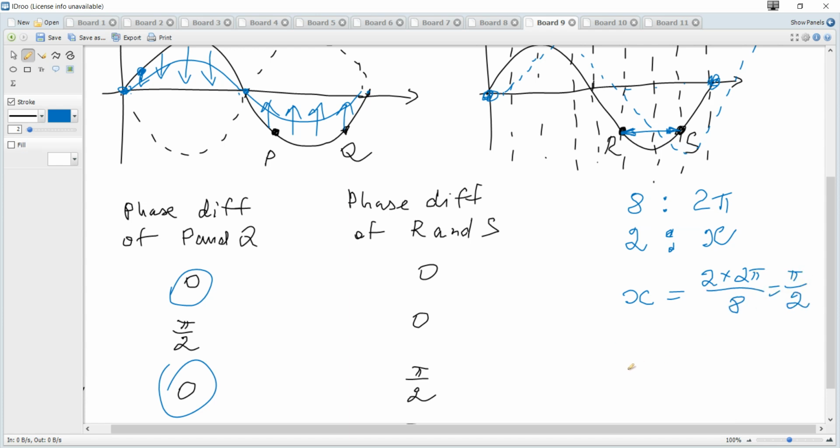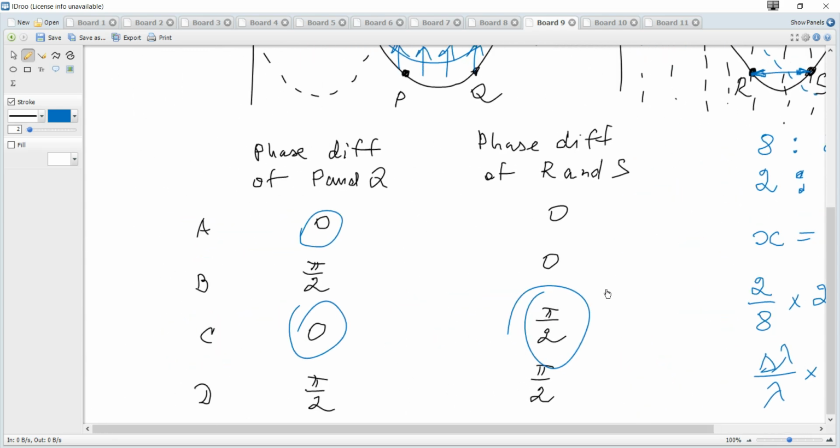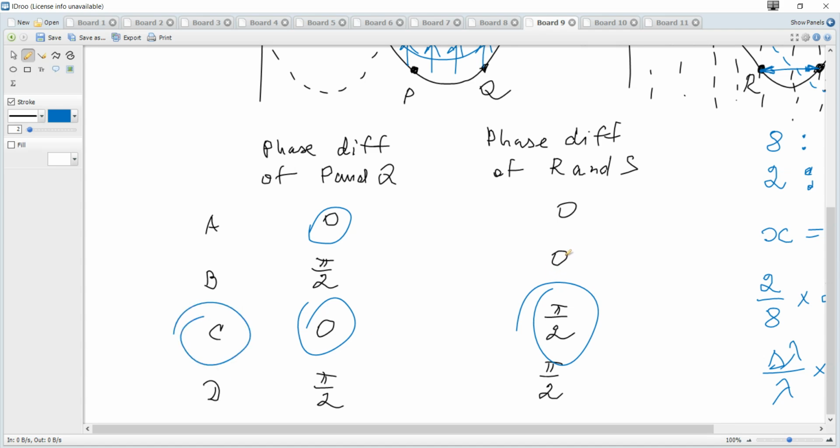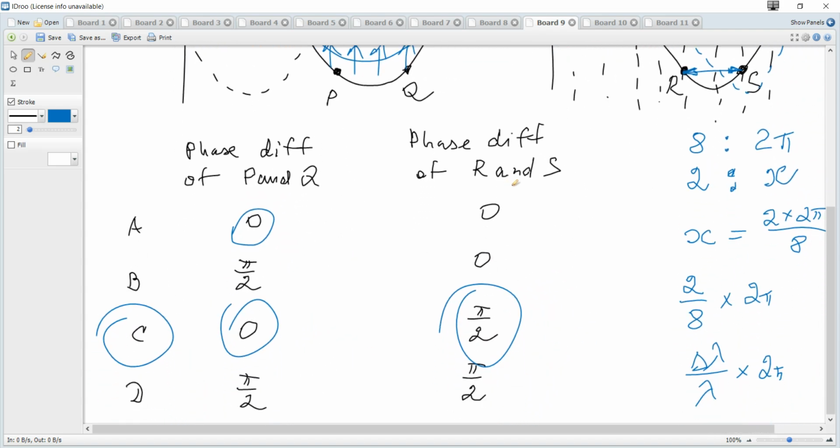Or the phase difference is like the shift of particles in terms of lambda multiplied by 2 pi. So it's a shift of 2 squares over 8 squares of lambda, multiplied by 2 pi, or like this, it's delta lambda over lambda multiplied by 2 pi, or 360 degrees. It's pi over 2, so it's C. And that's all for this question.